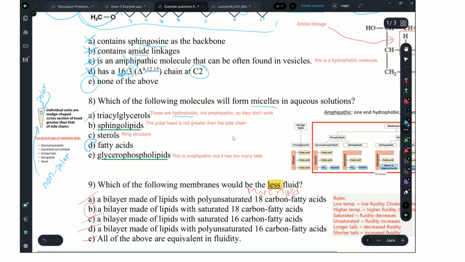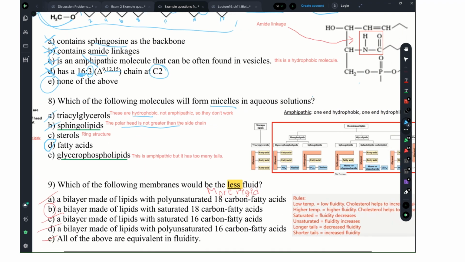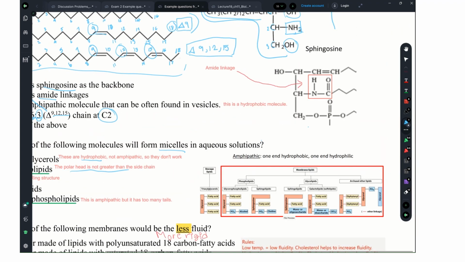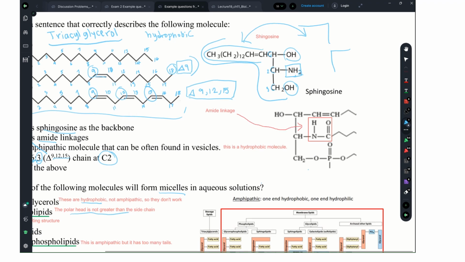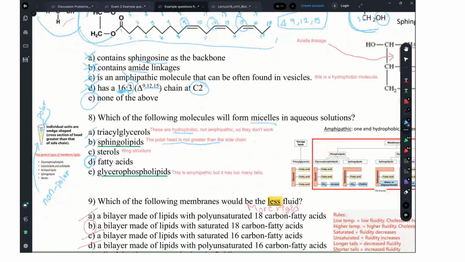Okay, so sphingolipids, can they form micelles? The polar head is not greater than the side chain. So did I bring in a sphingolipid? I don't know if I did. But basically a sphingolipid will have like a sphingosine as the backbone. So no, that's like way too big. It won't form a micelle. And then we have sterols. So sterols are a ring structure. So no.